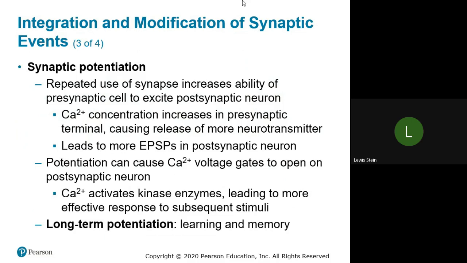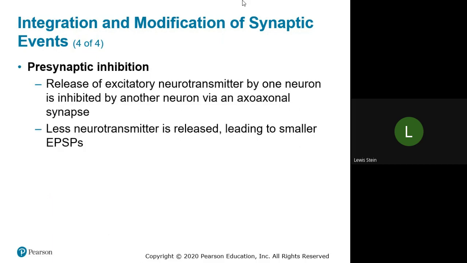So calcium concentration increases in the presynaptic terminal, causing release of more neurotransmitter, more EPSPs, potentiation, the voltage gated channels open, activating kinase enzymes, etc. Long-term potentiation, learning and memory. There's a lot behind it that's been studied. Then presynaptic inhibition: release of an excitatory neurotransmitter by one nerve is inhibited by another, through those axoaxonal synapses, contact points down the line. So you get a smaller amount. There's a lot that goes on.